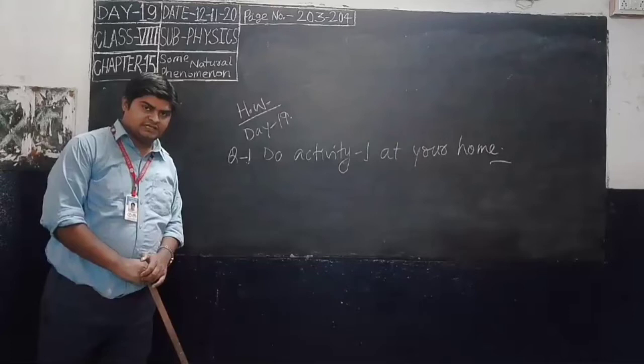Which is due to which object? Okay, so let us find out with the help of an activity. So find out which object is there. By activity number 1, see same page number 204, activity 1. The aim of this activity is to observe interaction between charged objects.